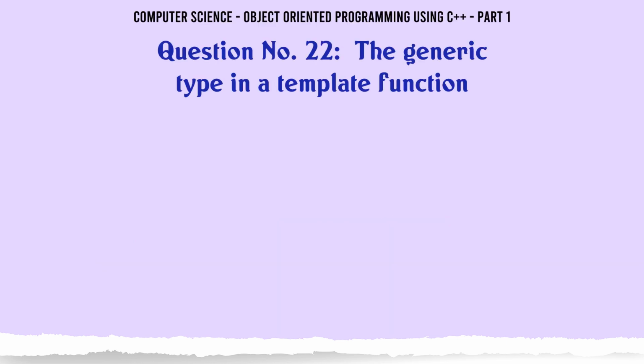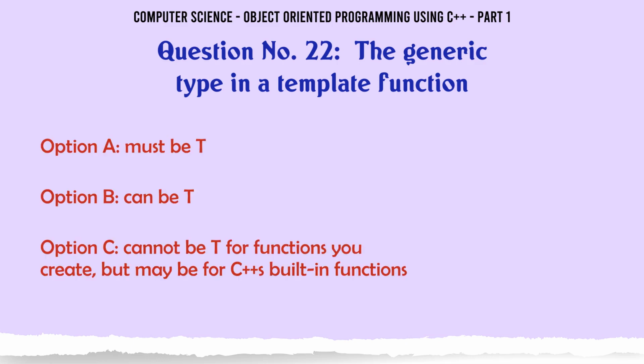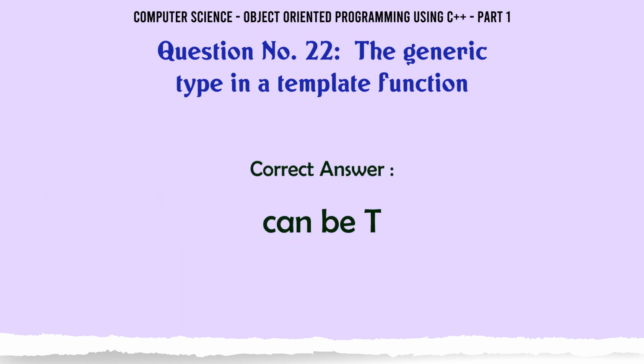The generic type in a template function. A. must be T. B. can be T. C. cannot be T for functions you create but may be for C++'s built-in functions. D. cannot be T. The correct answer is can be T.